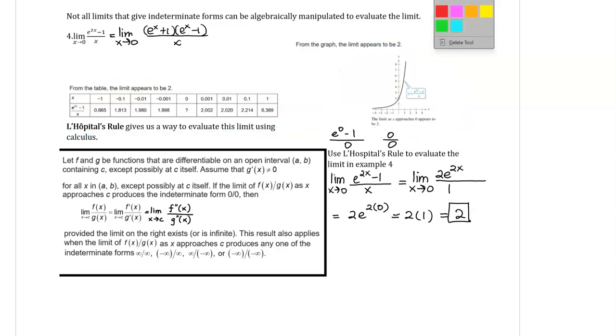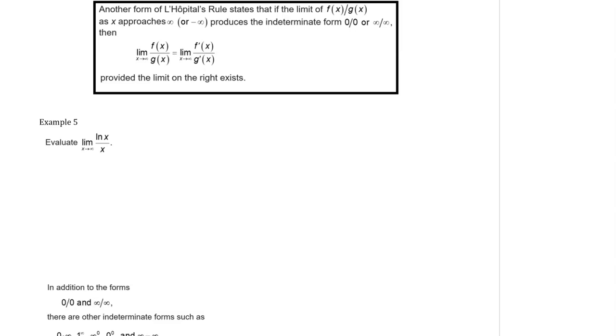So this is how L'Hopital's rule works. Notice that I did not use the quotient rule to take these derivatives. I simply took the derivative of the numerator and I took the derivative of the denominator. I then applied direct substitution. Because we ran into no issues, we were able to finish evaluating our limit. Now let's look at example 5.